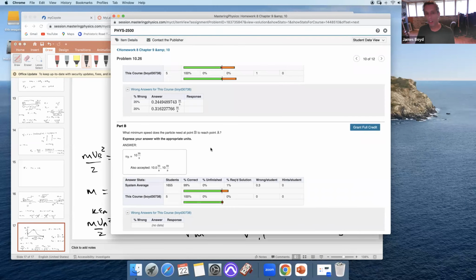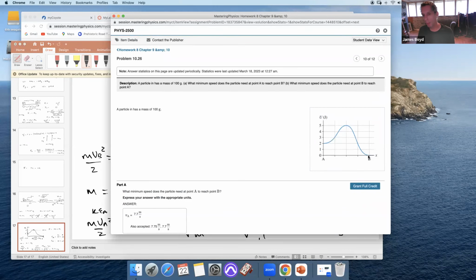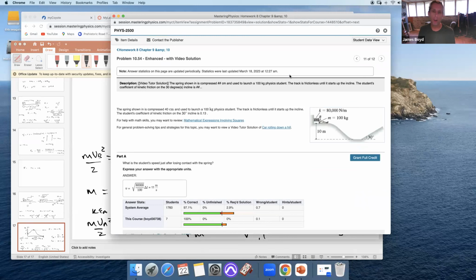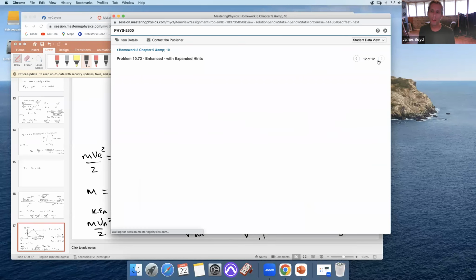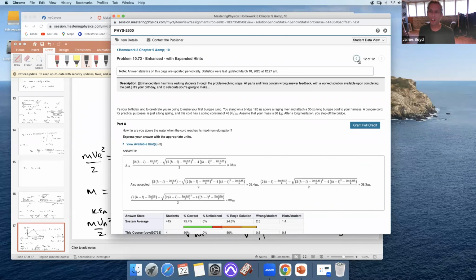All of its energy has to be in kinetic energy at B, and its total energy has to be at least 5 joules in order to get over this hill to get to A. Not too bad. All right, those are 12. Oh yeah, the budget jump.